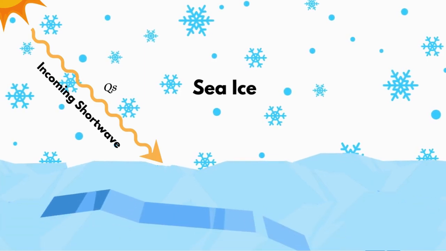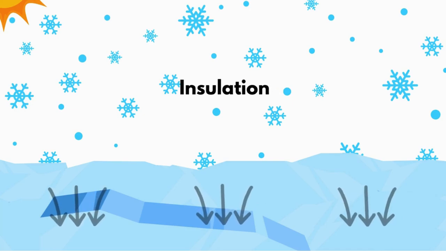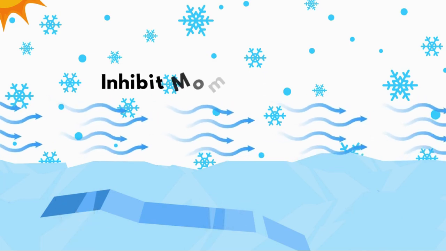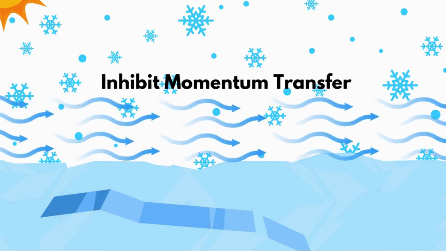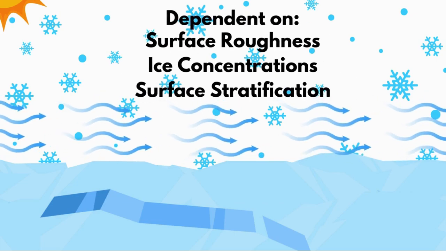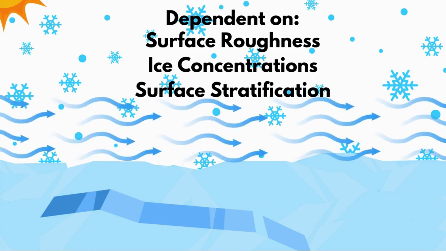Another strong player in the climate game is sea ice, which has multiple functions that we are interested in for the sake of this video. Similarly to clouds, it is also part of a reflective albedo feedback, which is positive with global warming. Also insulating the ocean, i.e. reducing temperature gradients adjacent to the ocean surface. It inhibits momentum transfer between atmospheric winds and the ocean surface, and this is dependent on multiple factors such as ice surface roughness, concentrations, and surface stratification.